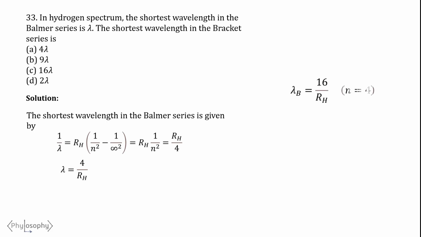Now let lambda b be the shortest wavelength in the Brackett series. Therefore lambda b equals 16 over RH, as n equals 4. Therefore the ratio lambda b over lambda equals RH over 4 times 16 over RH, which equals 4. Therefore you can say that lambda b equals 4 times lambda. Therefore the correct answer is option A, 4 lambda.